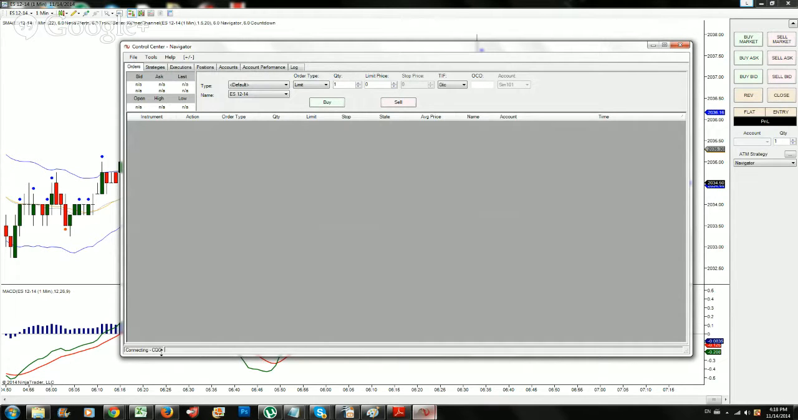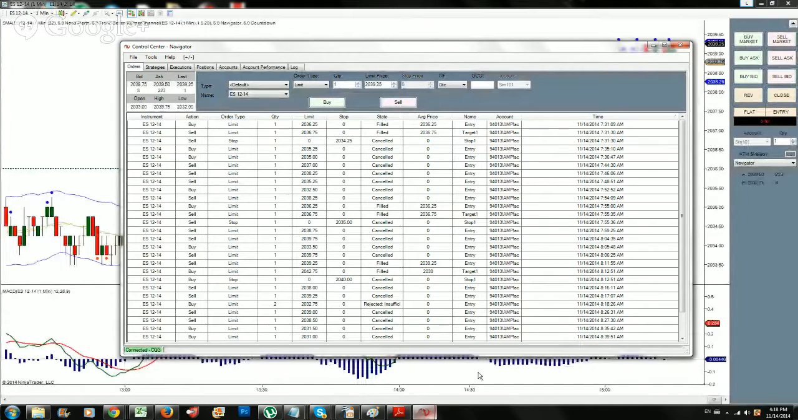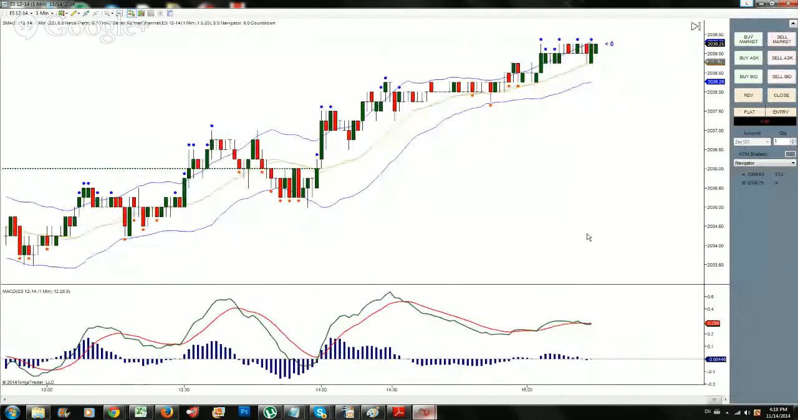It connects to the live market where it gets a live data feed. Once it's connected, this is going to turn green. So now it's connected. Look at this. We're taking a look at the market right now. Now, I'm going to point out some things. I'm going to teach you a little bit in this orientation video.